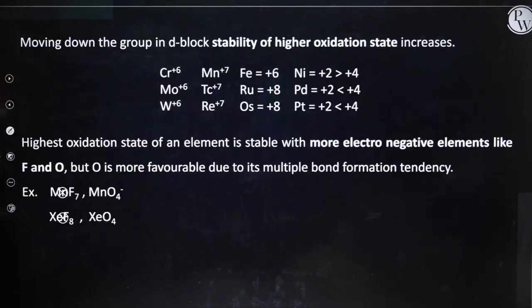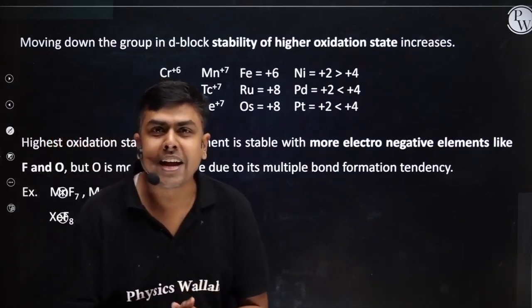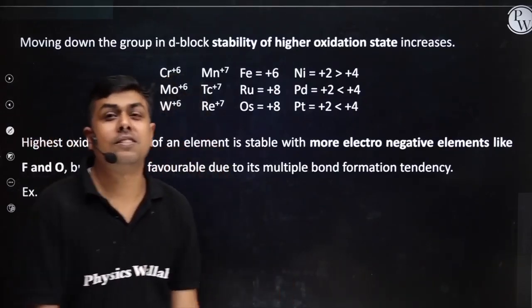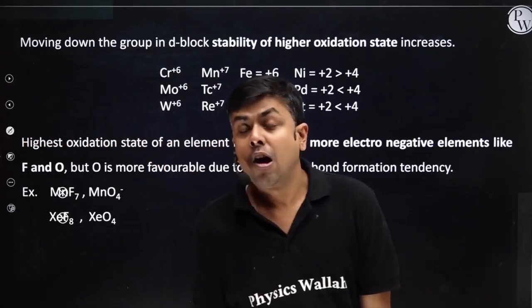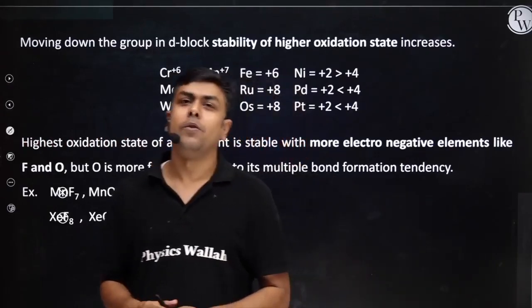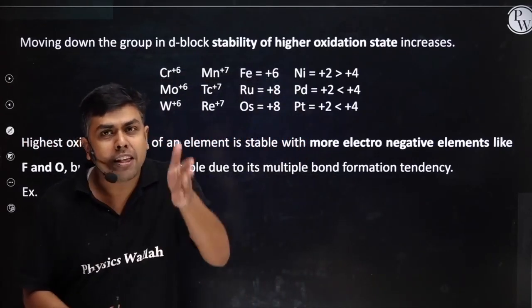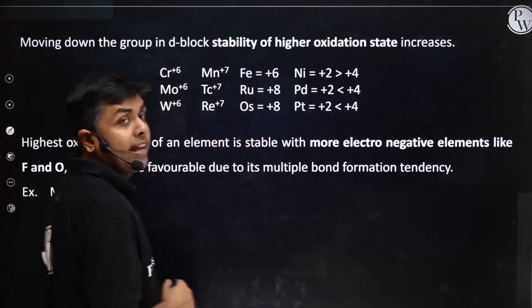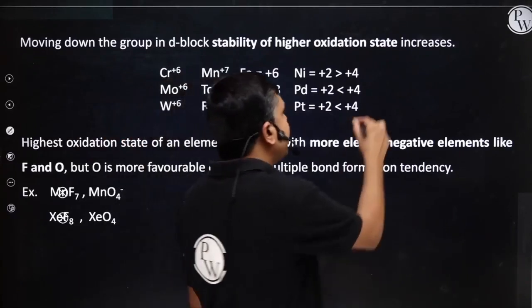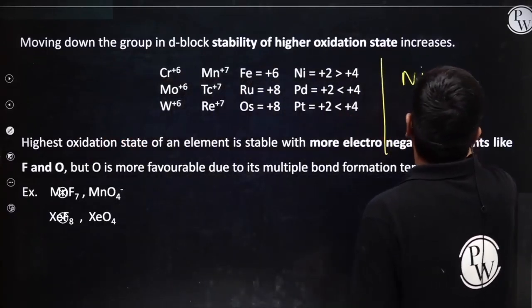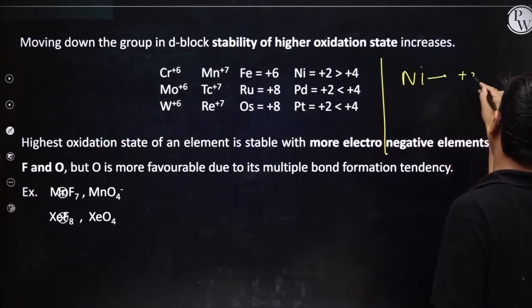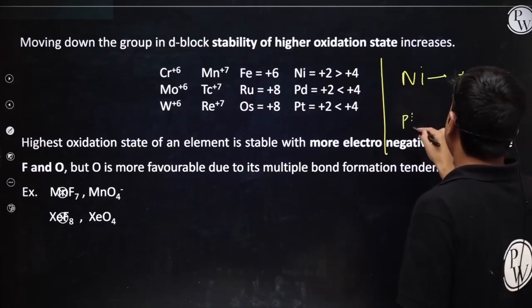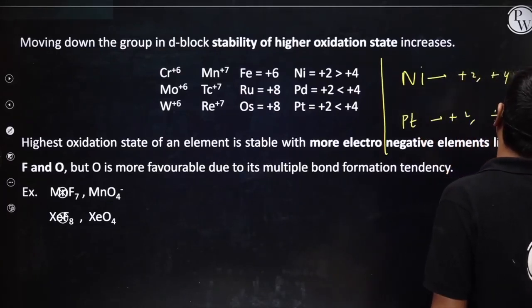Let's move ahead. Students, moving ahead, the next thing that we need to understand is the variation of oxidation state down the group. As we move down the group, the stability of higher oxidation state increases. Okay, let's talk about it. Ni shows plus 2 and plus 4 oxidation state. Pt, so plus 2 and plus 4 oxidation state.